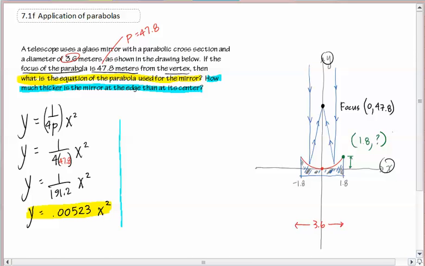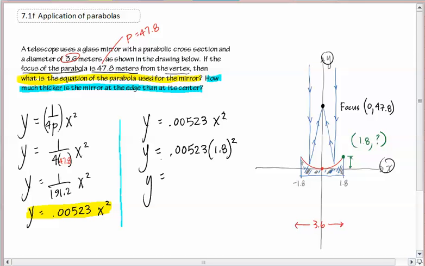Okay, so let's take a look. Here's what my equation is, and I want to know what y is if x is that. So I'm going to drop in 1.8 for x. And we get 0.0169, and I want to say that's roughly 0.02. Now, this has been in meters, so that would be meters.